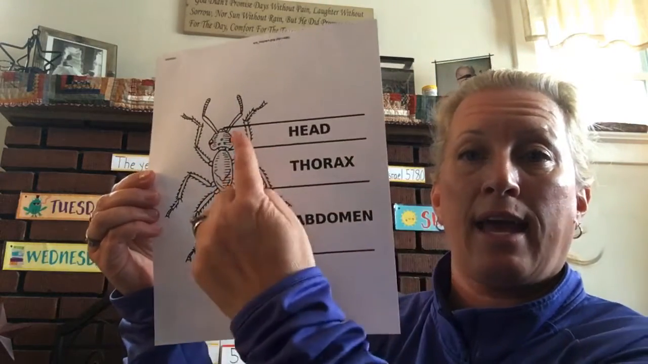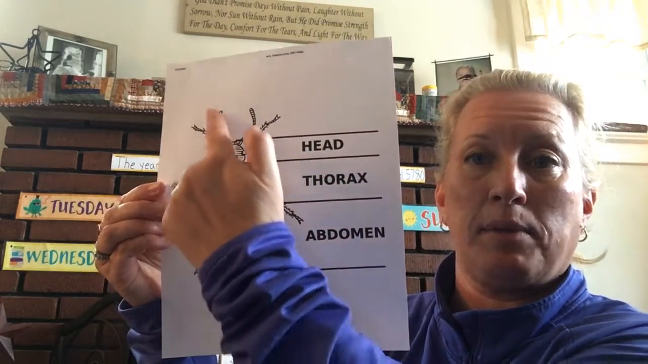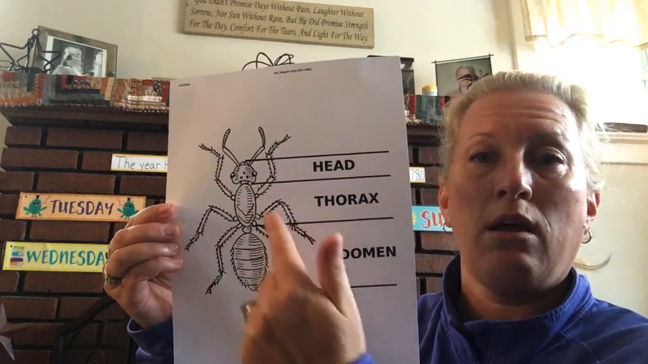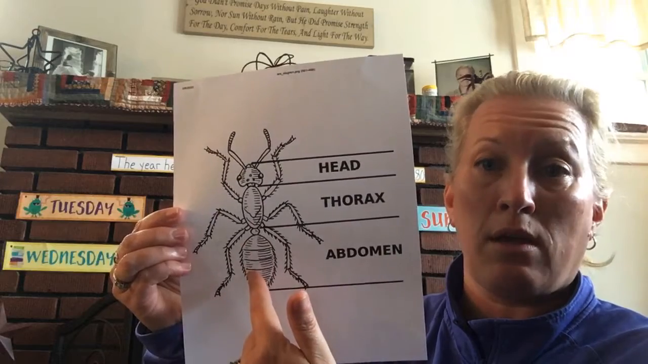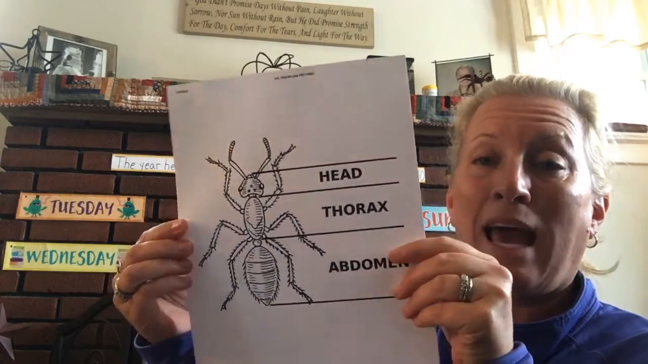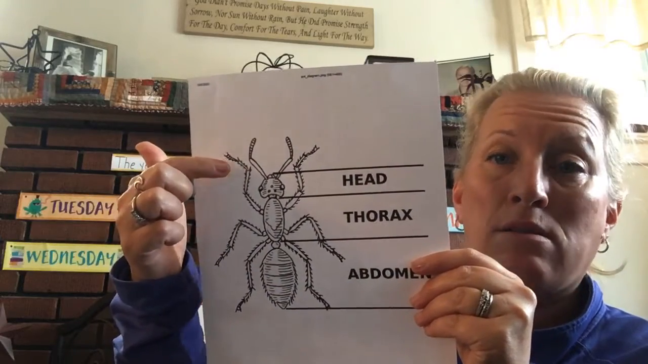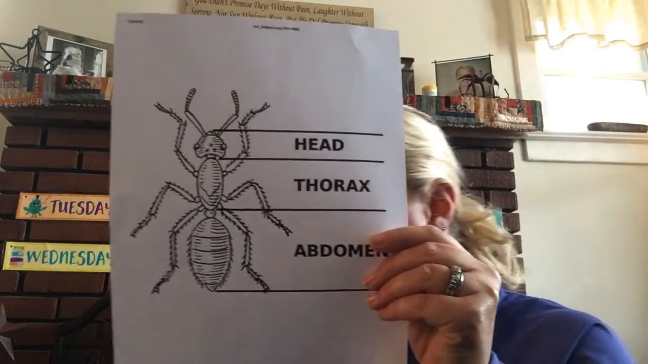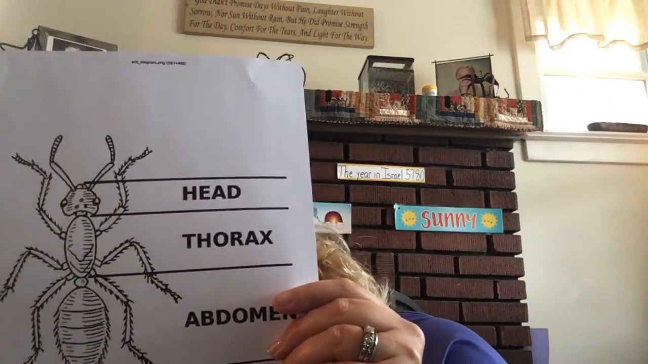So we started talking about insects yesterday, and we talked about the three ways you can tell that an insect is an insect: if it has a head, and on the head it has some antennae, if it has a thorax, which is the middle part of the body, and if it has an abdomen, which is the lower part of the body. Those are the three parts of the body it needs to have. It has to have six legs. 1, 2, 3, 4, 5, 6. It has to have six legs on it.